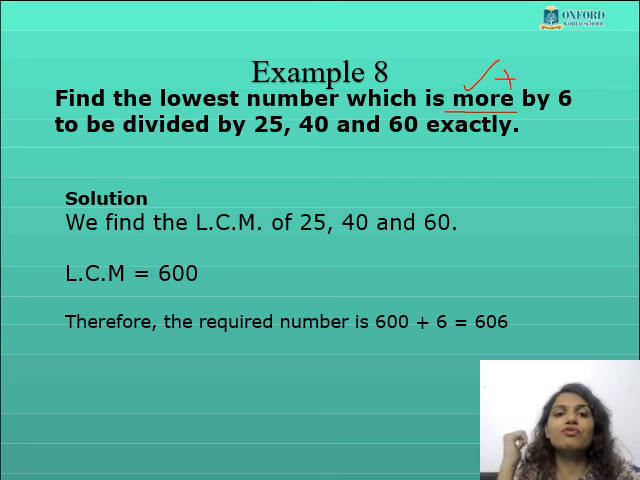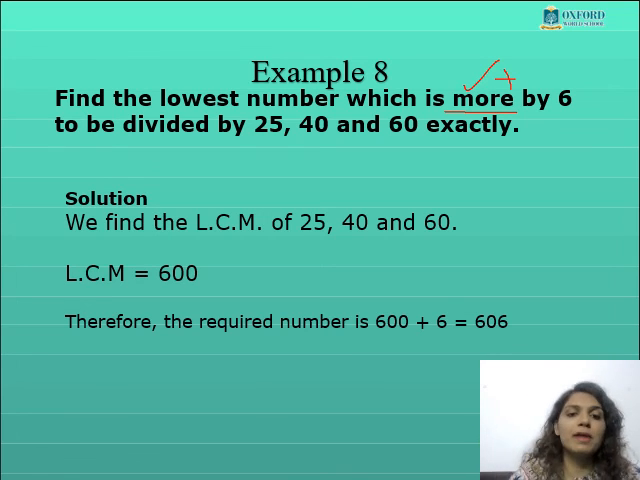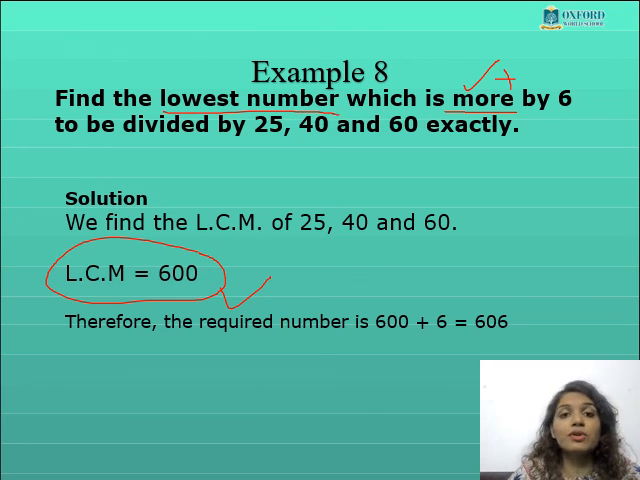Yes, first we need to find the multiples of 25, multiples of 40, multiples of 60. And if you solve the multiples, you will see that the least common multiple that you are getting here is 600. So 600 is our LCM. But are they asking for the LCM? No. They are asking for the lowest number which is more by 6. So more by 6 here means the required number will be 6 more than 600. That is 606.